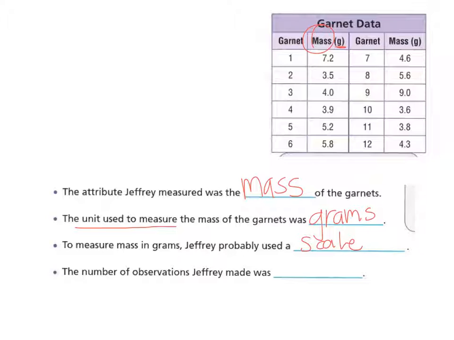Would it make sense for him to measure weight with a ruler? No. Would it make sense for him to measure weight with a stopwatch? No, those don't make sense. But usually with mass or weight, we would use a scale. And the number of observations Jeffrey made: 1, 2, 3, 4, 5, 6, 7, 8, 9, 10, 11. He made 12 observations. Okay, so it's as simple as that, to go ahead and pull these numbers from a chart and describe the data set.